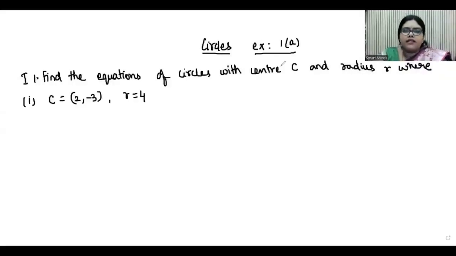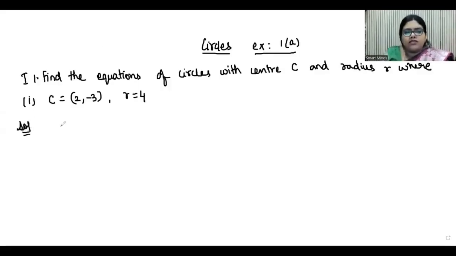Okay, so let us get started with circles exercise 1A. So here Roman number 1, question number 1 is find the equations of circles with center C and radius R. So whenever center and radius is given, how to find the equation of a circle, let us find out.